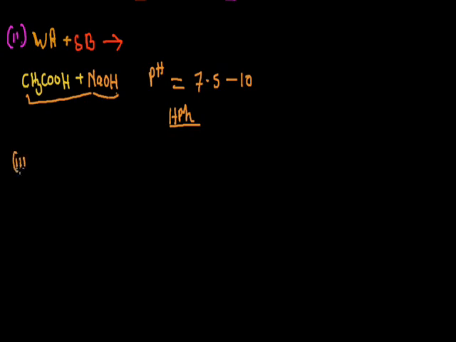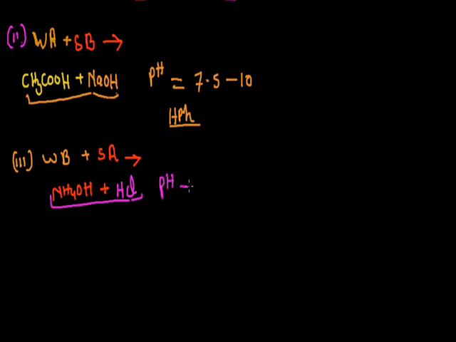Now the third type of titration is weak base, WB, plus strong acid. If we take the example of weak base, NH4OH, it is the weak base. When it reacts with the strong acid like HCl, then in this titration the pH range becomes 6.5 to 4. So here the suitable indicator is methyl orange.